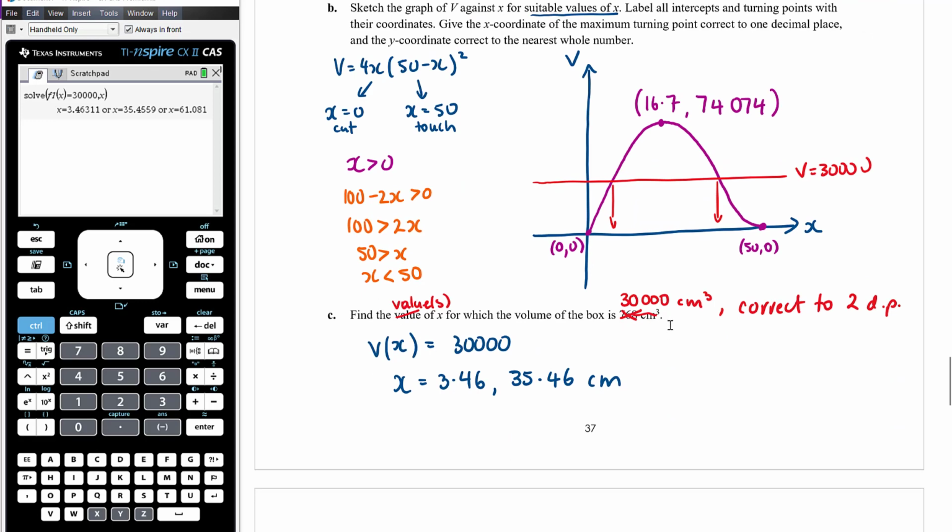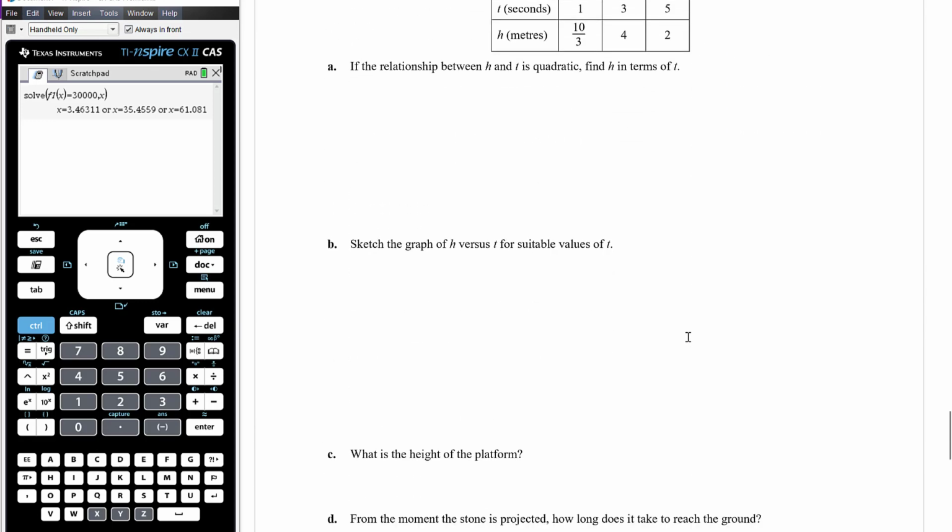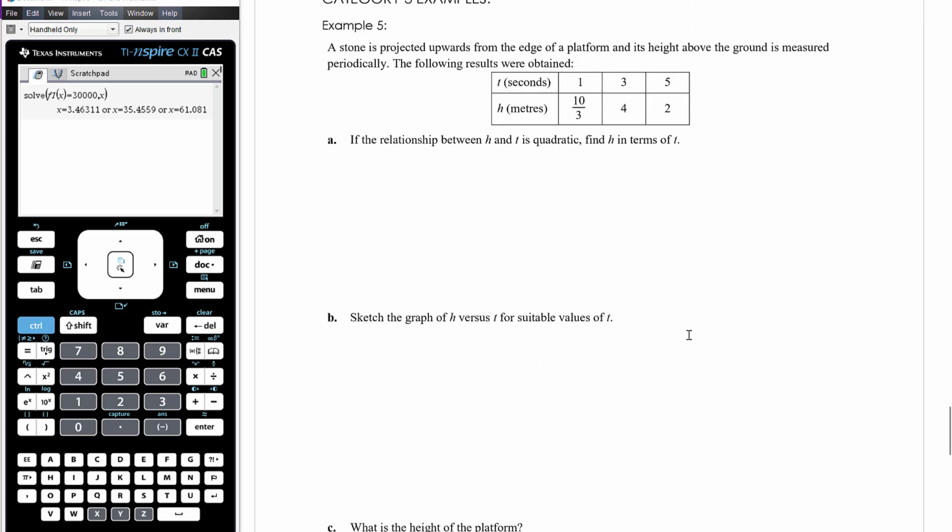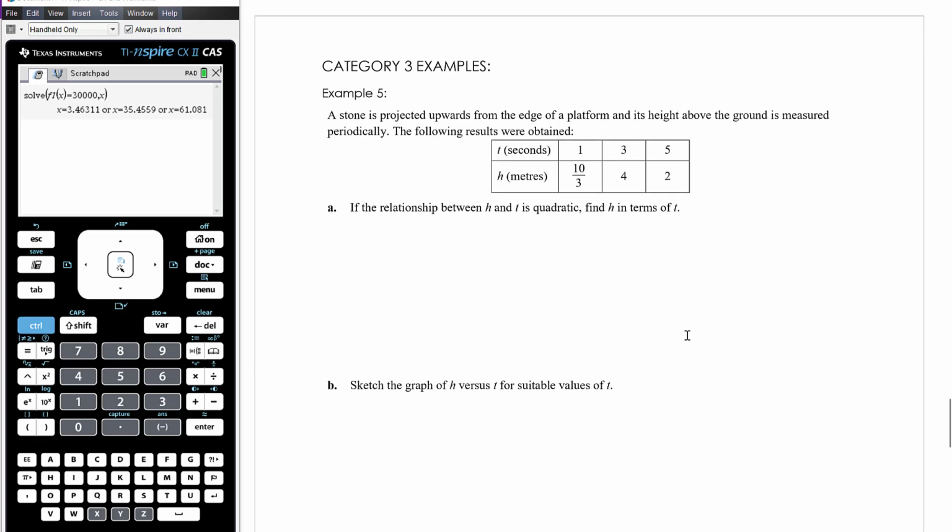Apologies for the errors in that particular question. All right, the last example and the last kind of question is the category 3 examples where we're essentially finding an equation given some points.